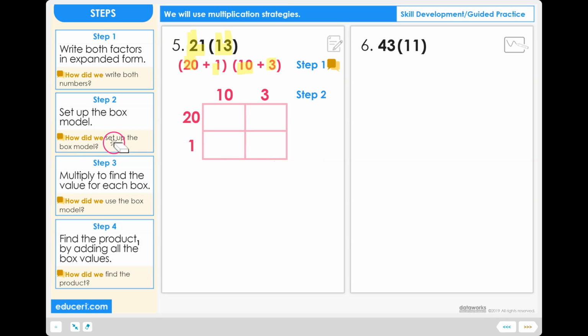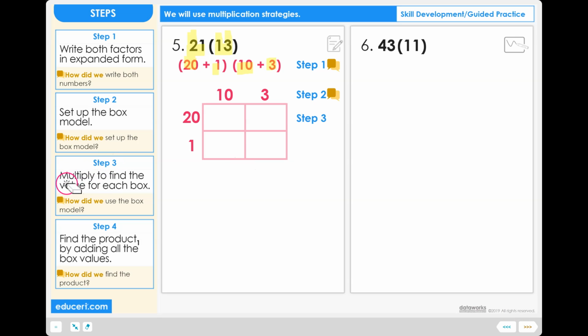How did we set up the box model? We set up the box model by making sure we had a 2 by 2 box. We wrote the expanded form values along the side for the row of the first factor, 21: 20 and 1. We wrote the expanded form values of 13, 10 and 3, along the top of the columns. It is now ready to multiply within.